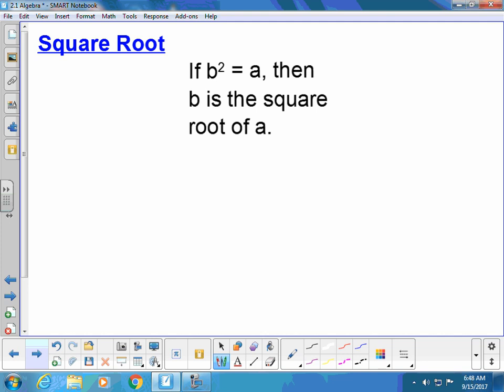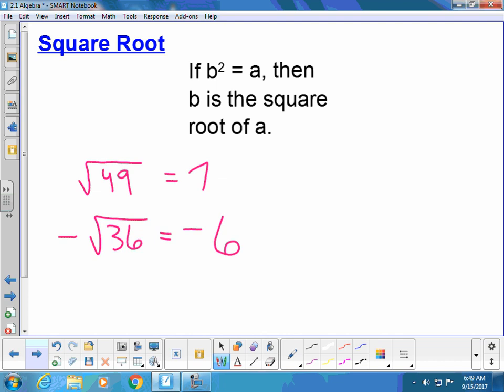All right, so for example, let's try the square root of 49. So you're asking yourself what number squared equals 49? And that answer would be 7. Because 7 squared is 49, 7 is a square root of 49. Now, what if they had a problem like this? Negative square root of 36. Well, you would start by square rooting the 36, which is 6, because 6 squared is 36. And then you'd apply that negative sign, so your overall answer would be negative 6.